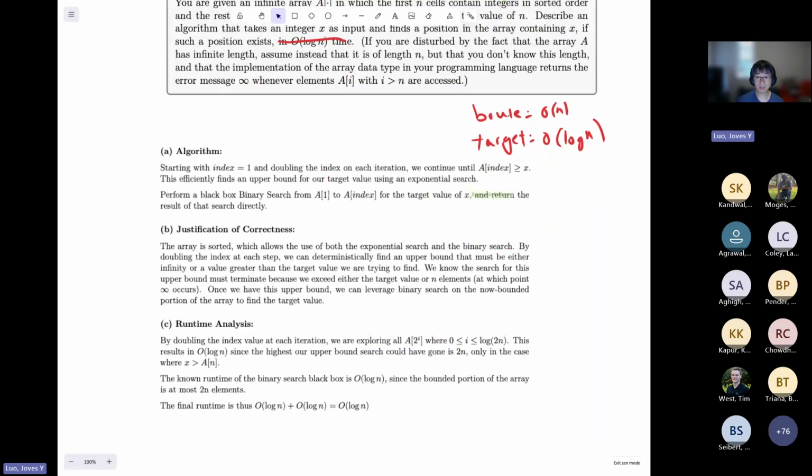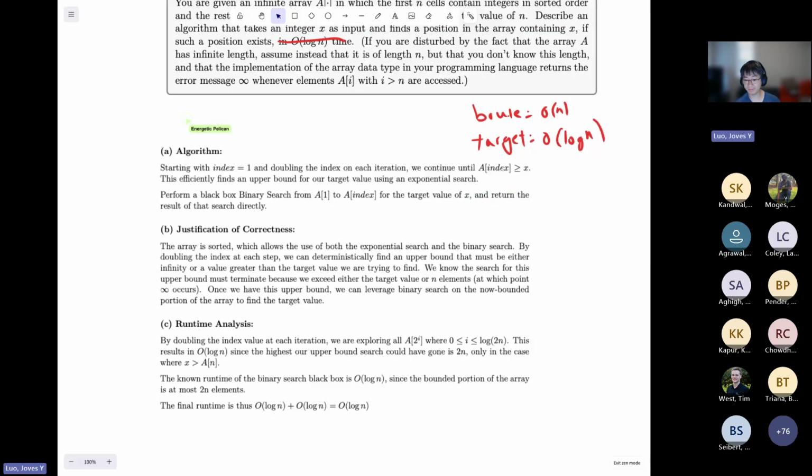So the solution you are given, you're told, well, we start with an index 1, and we double that index on each iteration. We continue until whatever we find in A of that larger index is greater than or equal to x. We end when we have found some boundary that is above what x is. This efficiently finds an upper bound for our target value using an exponential search. Again, exponential search is a black box, but that's what it's called.